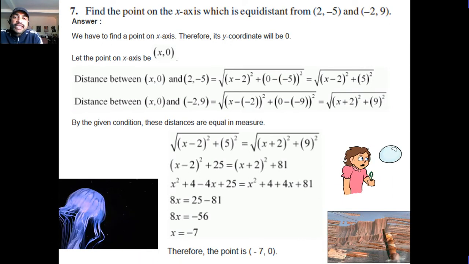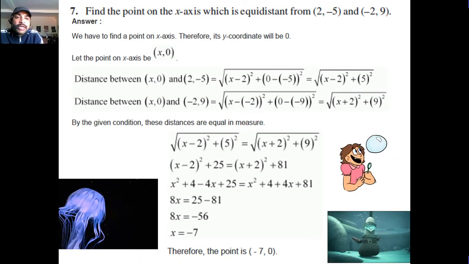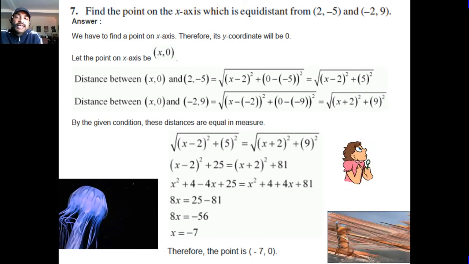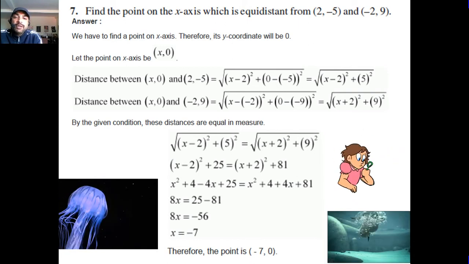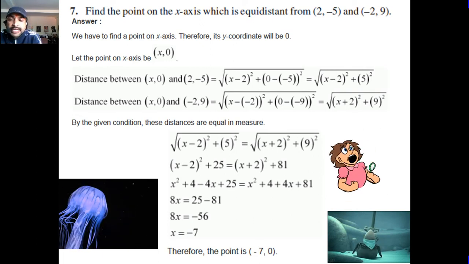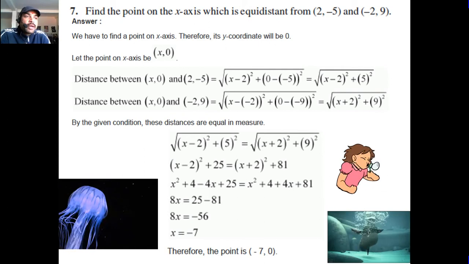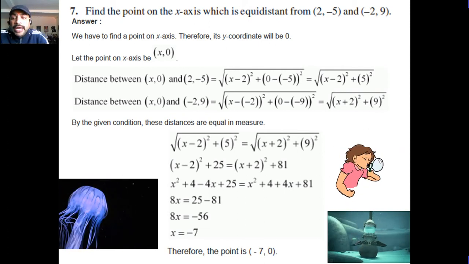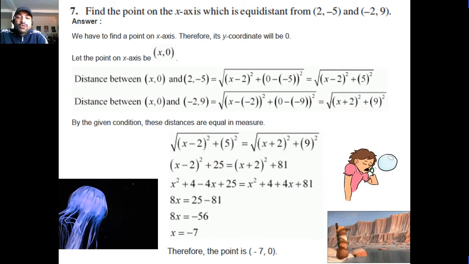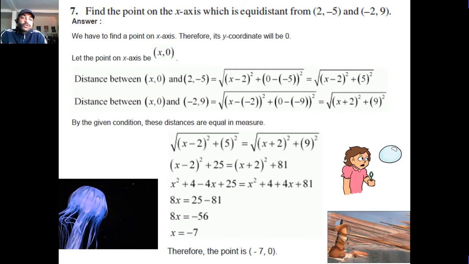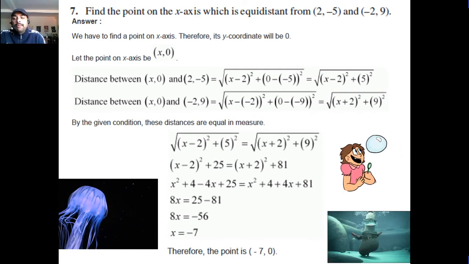Now question 7. Find the point on the x-axis which is equidistant from (2, -5) and (-2, 9). We have to find a point on the x-axis, therefore its y coordinate will be 0. Let the point on the x-axis be (x, 0). Distance between (x, 0) and (2, -5) is under root (x minus 2) whole square plus 5 square, and distance between (x, 0) and (-2, 9) is under root (x plus 2) whole square plus 9 square.